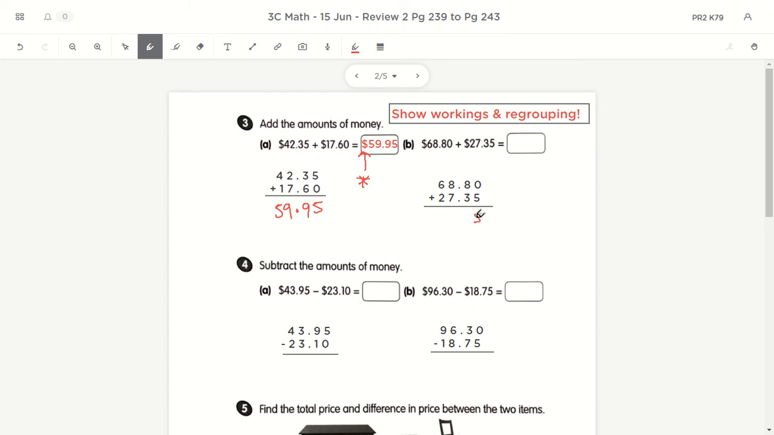0 plus 5, 5. 8 plus 3, 11. So we're regrouping 1 over here. Make sure the decimal point is there. 1 plus 8, 9, 9 plus 7 is 16. So we're regrouping 1. 1 plus 6, 7, 7 plus 2 is 9. So over here same thing. Make sure you have the dollar sign. $96.15.